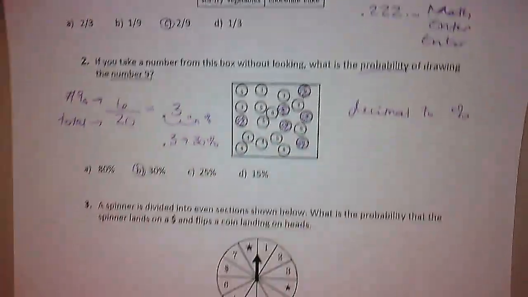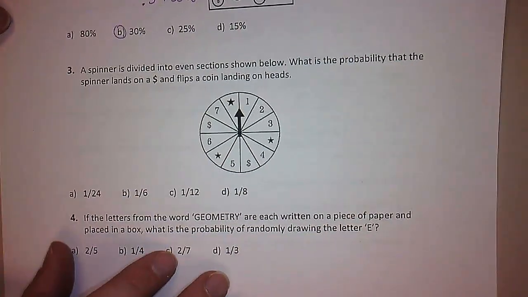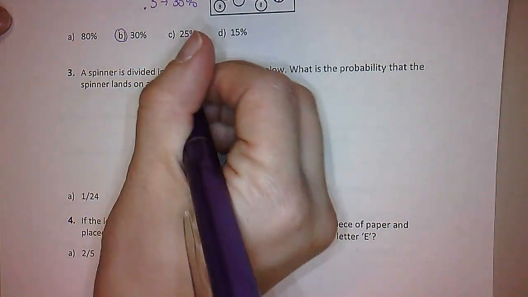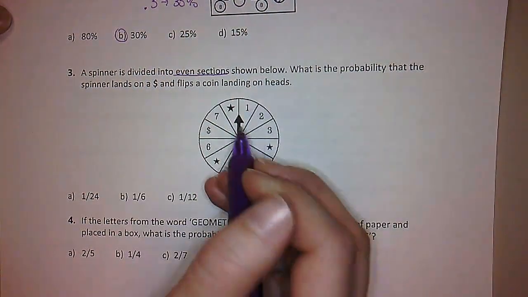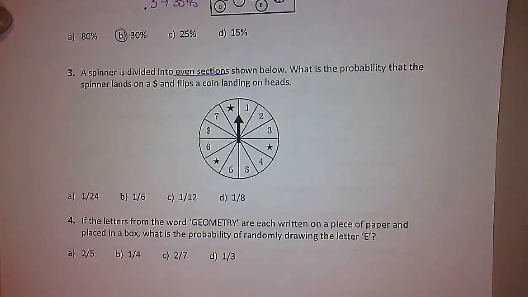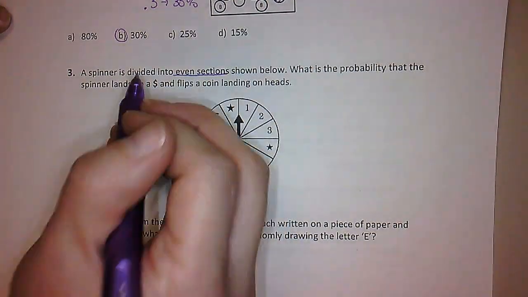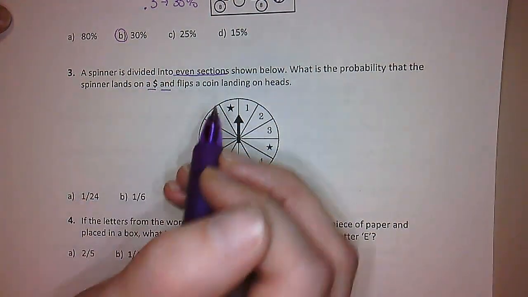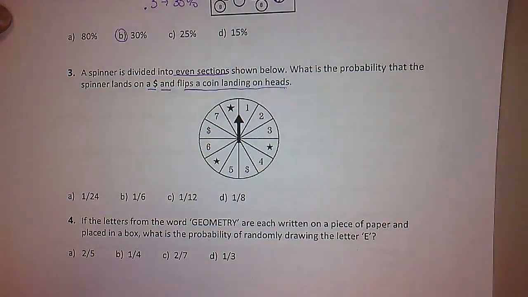Let's go to number 3. Number 3 says a spinner is divided into even sections. That's really important because that means that the probability of landing on each section is equal to the probability of landing on any other section. Everything is equally likely. What is the probability that the spinner lands on a dollar sign and flips a coin landing on heads? So we've got 2 events that are happening here.